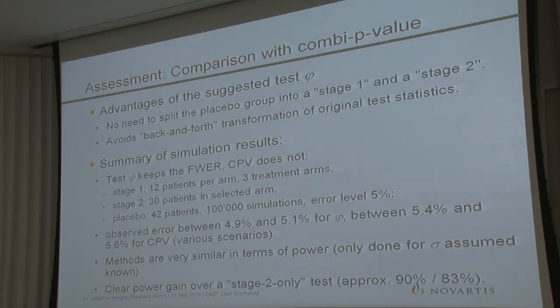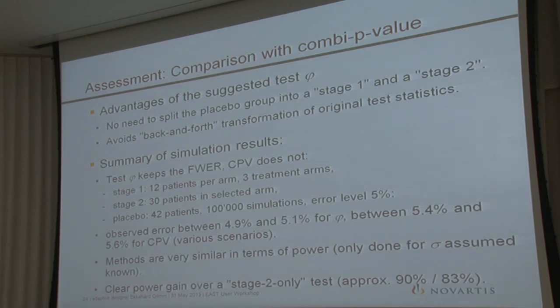And I tried various ways of modifying the sample size after the interim, smarter and less smart ones, but the observed error was always between 4.9 and 5.1% for the suggestion of combining the means directly. So that's reassuring because that's what it should give. But for the combination p-value approaches, when you ignore estimation of the sigma, it was between 5.4 and 5.6%.